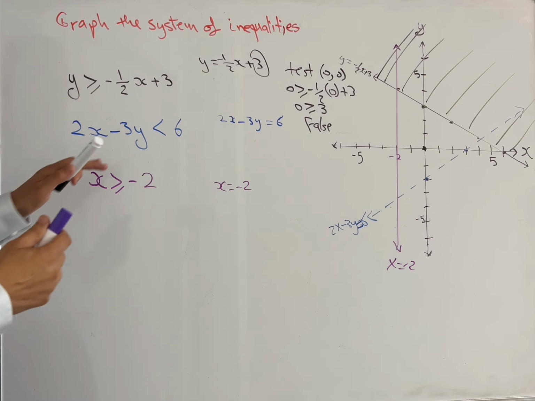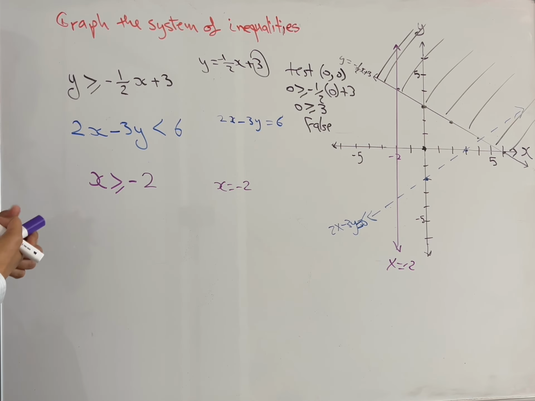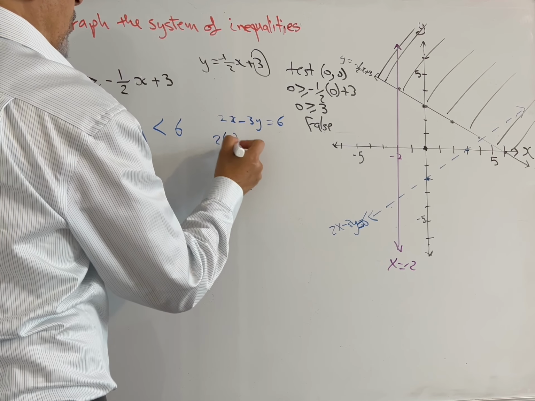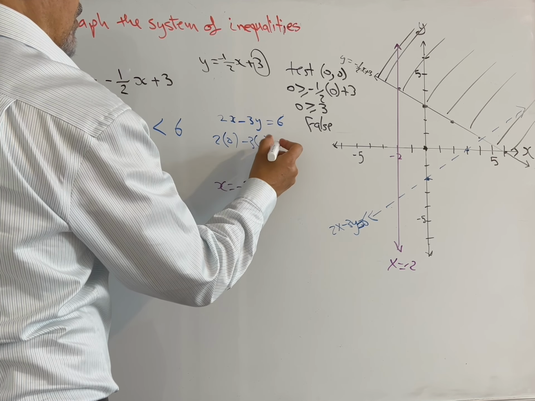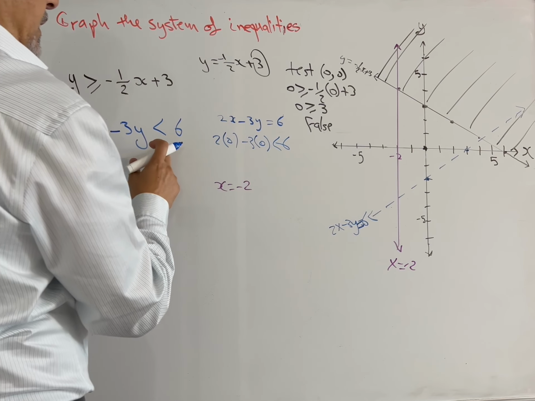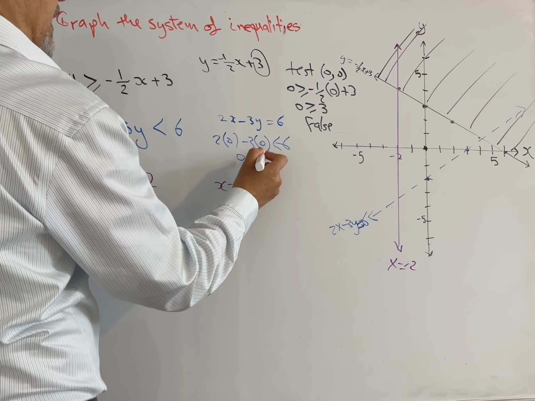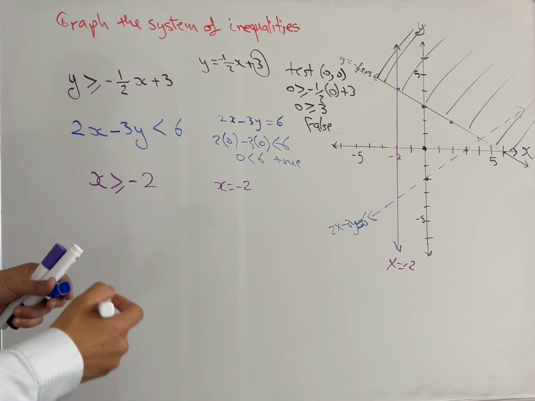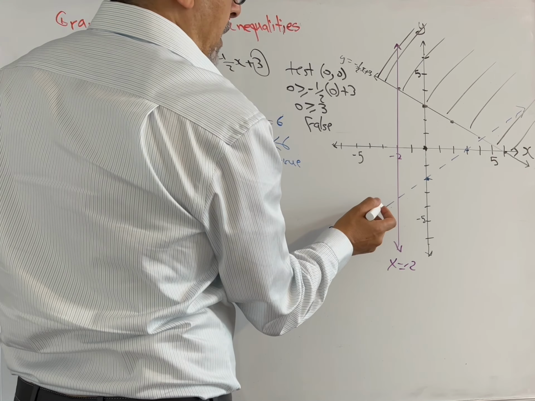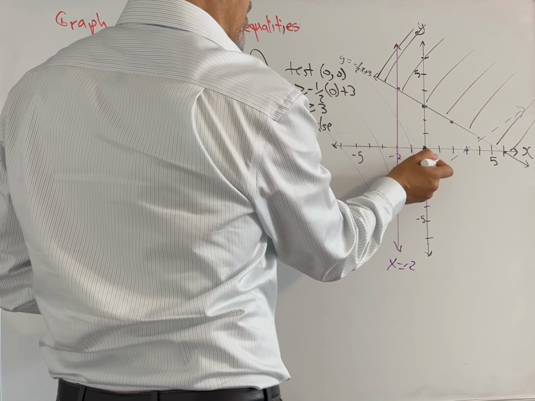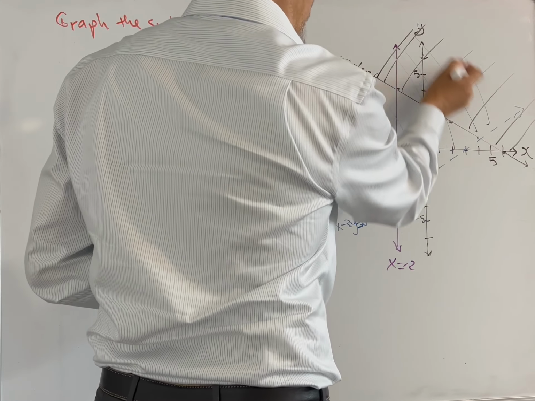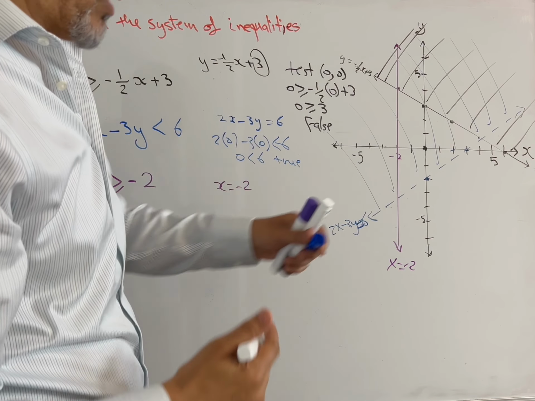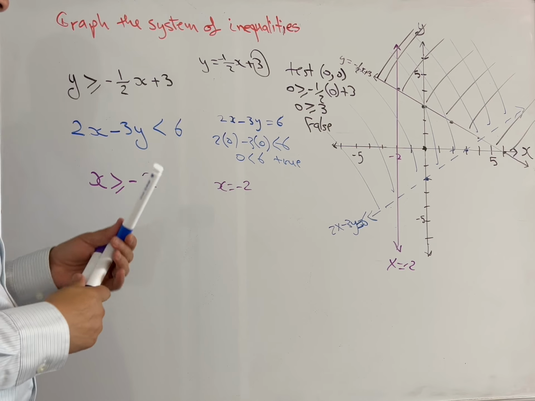Now we're going to test this line. We sub in 0, 0 again. So we have 2 times 0 minus 3 times 0 is less than 6. Now we get 0 is less than 6. That's definitely true. So we shade where 0, 0 is for this line, which is above the blue line. Since it's true, you shade where 0, 0 is for the blue line.